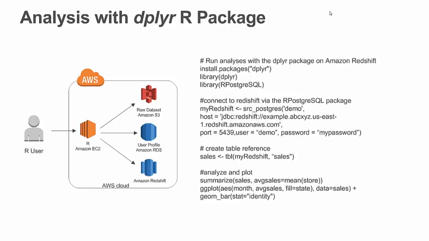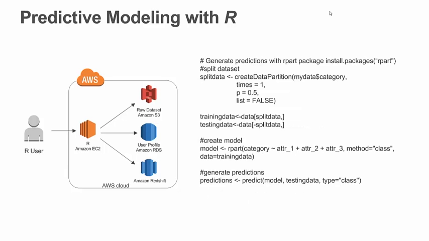You can also write R code directly using the dplyr package to analyze your data in Redshift. But first, you have to create a connection to Redshift using the R PostgreSQL package. Once you get a reference to your data set, you can analyze your data and visualize your analysis. And again, we also have another big data blog that shows you how to do this in detail.